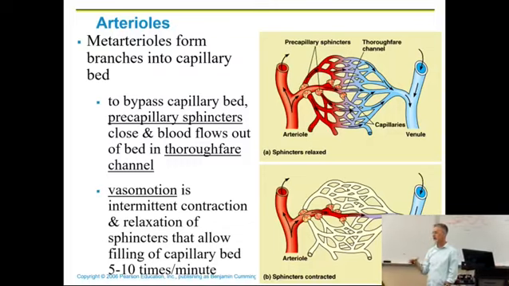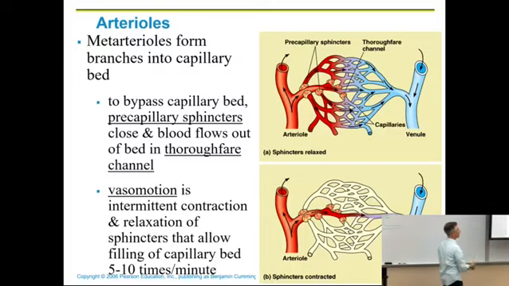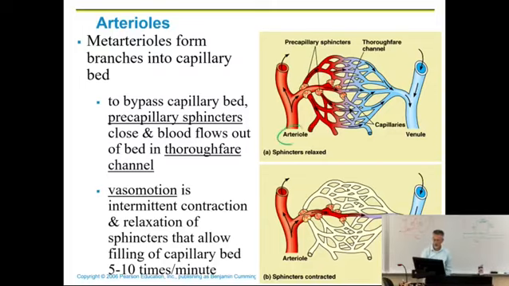Just like the farmer doesn't need to flood the field all the time, only when things are actively growing. So in terms of regulating the flow into these capillary beds, here's our arteriole. We said that's the last blood vessel before the capillary bed. And then here's our capillary bed. And then here's the venule where it's going to drain into, right?